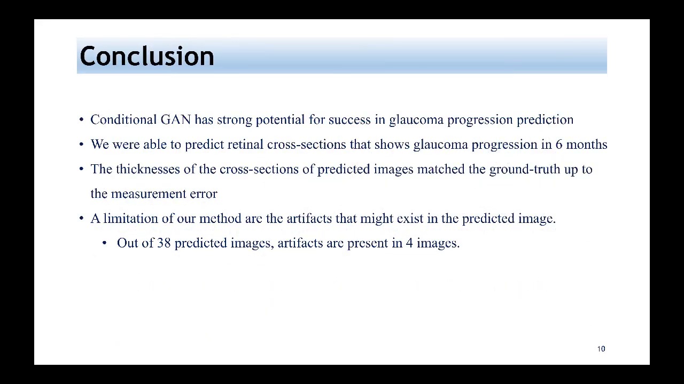In conclusion, conditional GAN has strong potential for success in glaucoma progression prediction, and we were able to predict retinal cross-sections that show glaucoma progression in 6 months. The thicknesses of the cross-sections of predicted images match the ground truth up to the measurement error. A limitation of our method is that we sometimes got artifacts in the predicted images, but this only happened in 4 images out of 38 predicted images.